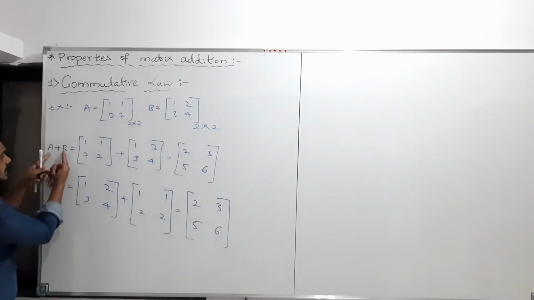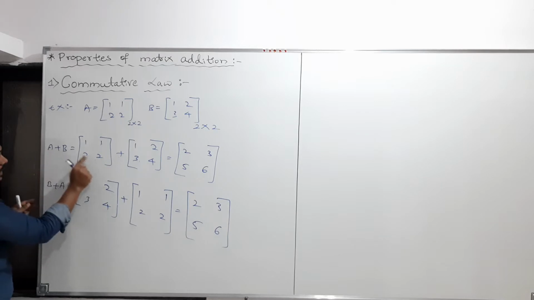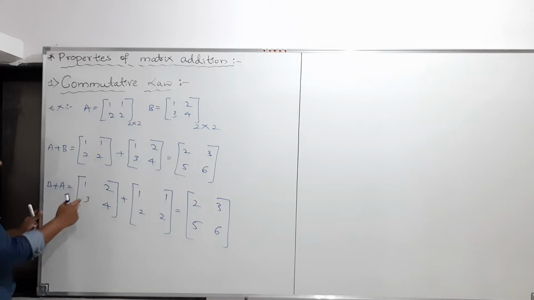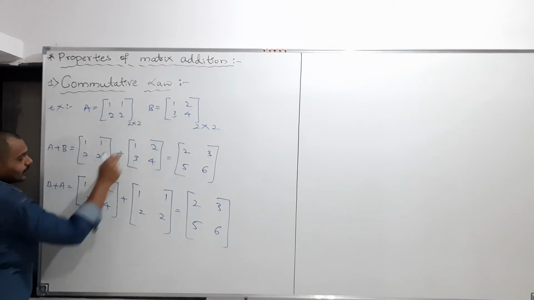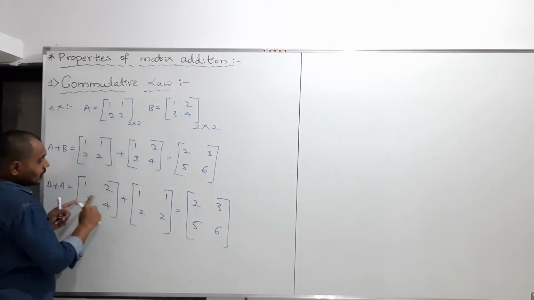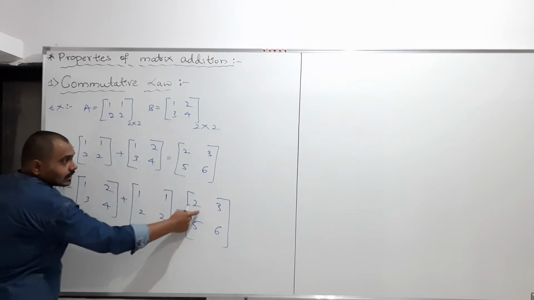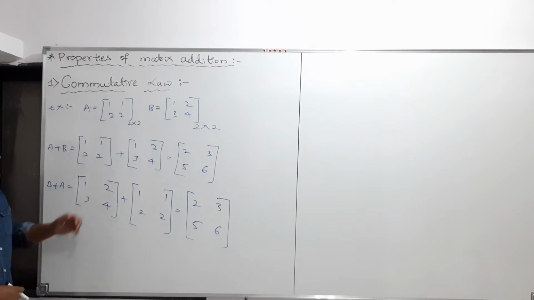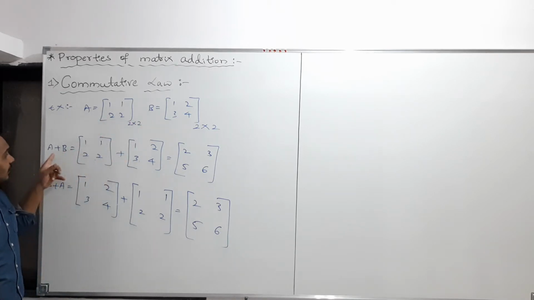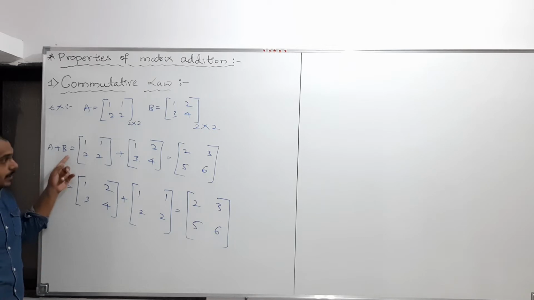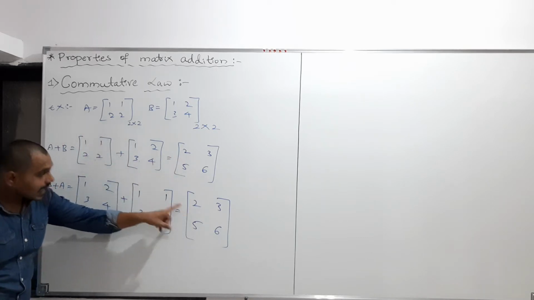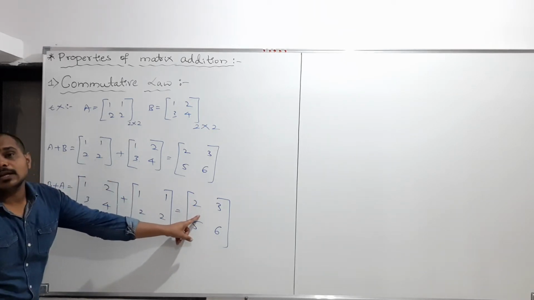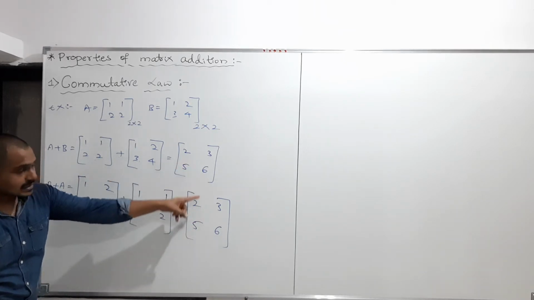Next, I just interchanged them. First I added A plus B, then I interchanged the matrices, writing the B matrix first and then the A matrix. After interchanging, both values are the same. So if I have two matrices, the value of A plus B is the same as after interchanging the matrices. You can observe that this matrix and this matrix are the same.